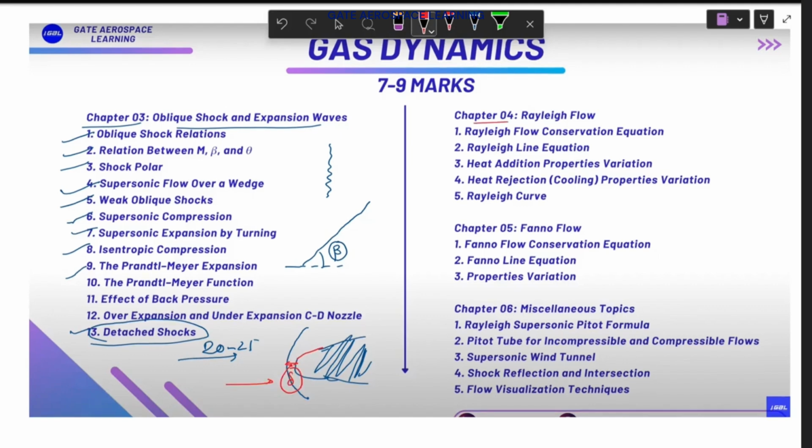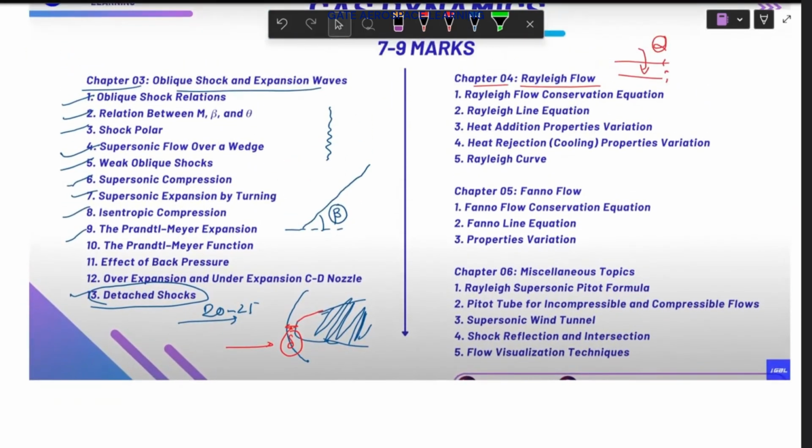We have chapter 4 as Rayleigh flow. Rayleigh flow is nothing but when you add heat to the flow, what happens at the exit? We'll be covering that in Rayleigh flow. Then we have Fanno flow. Fanno flow says that when you consider friction in the flow, what happens to the flow properties at the exit? That's what we'll be dealing with in Fanno flow.